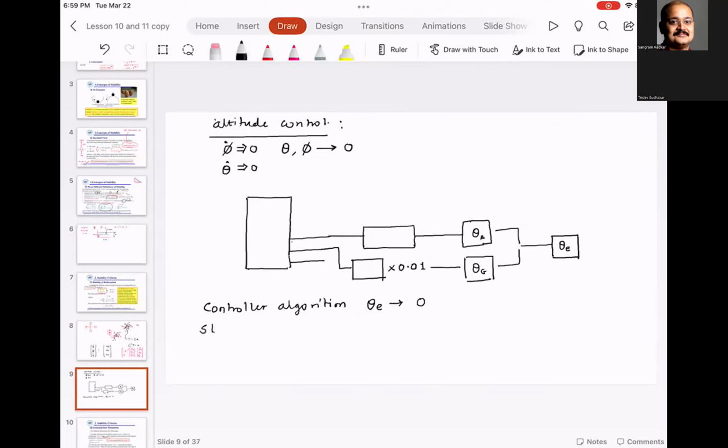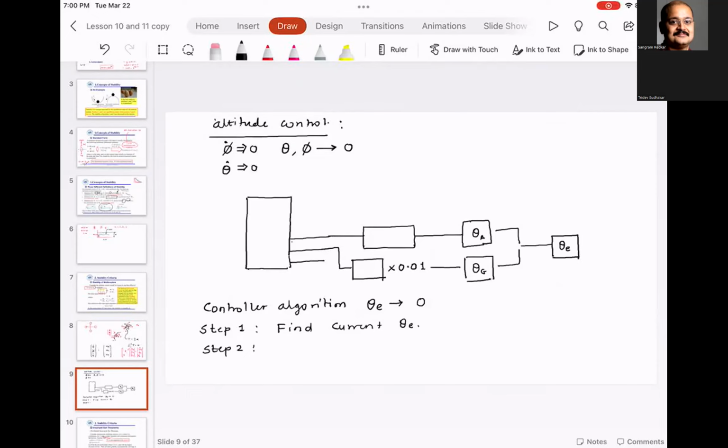Step 1, find current theta E. Step 2, what is our set point? What do we want this theta E to be? If I want to have pitch control, so if the aircraft is in level flight, what is the value of theta? 0. Do you agree with me? If my aircraft is going like this or my Mambo is like this, theta E is non-zero.